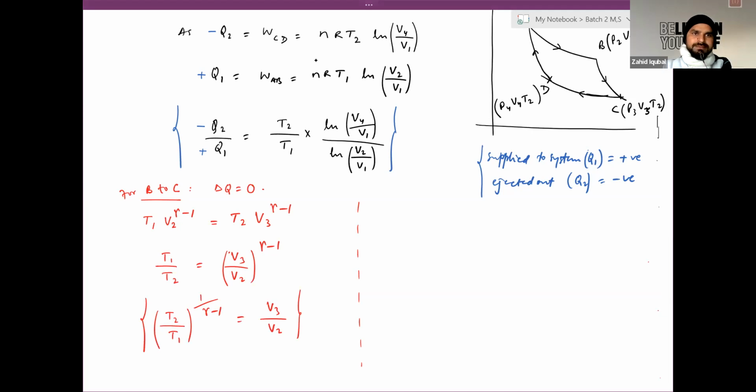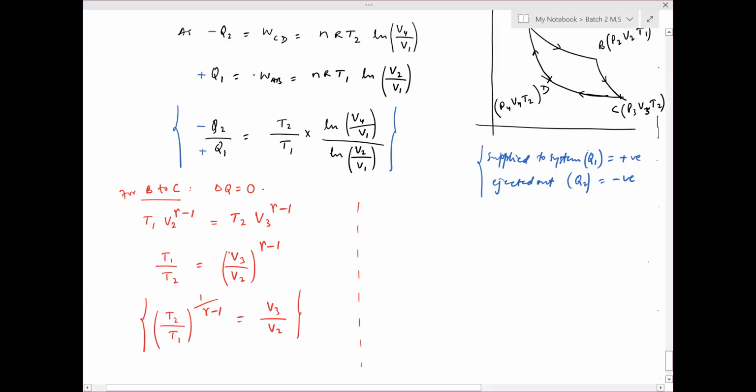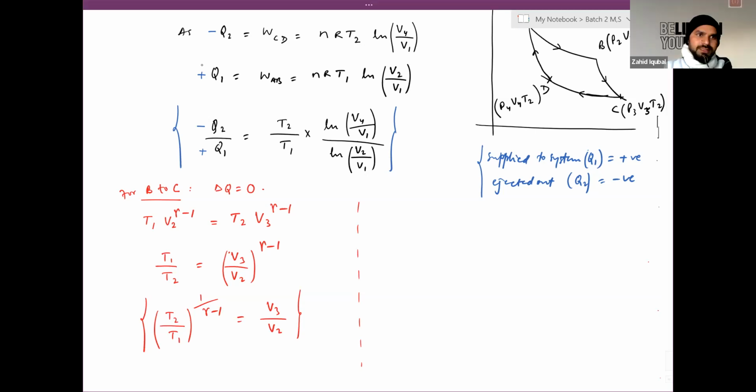Samira, is it clear? So why is T2 coming in the numerator? Just one minute.